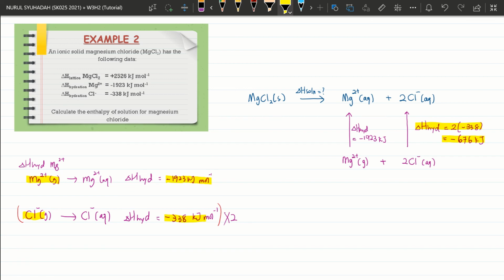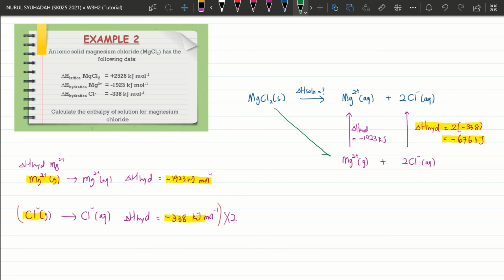So this is the part that you need to be very, very careful, because many mistakes made by students are over here. They know the equation correctly, they know they put 2. But the mistake is they just put the value negative 338 over here. It is wrong. Why? Like I mentioned before, it's for 1 mole. Here we have 2 moles of Cl-.